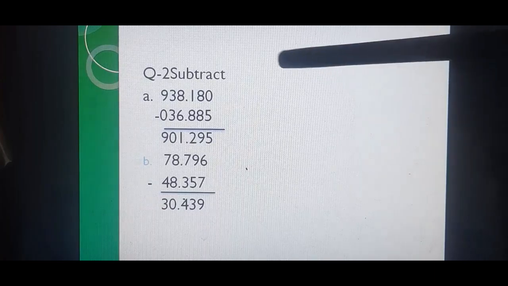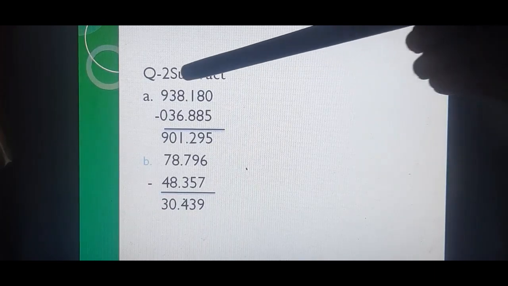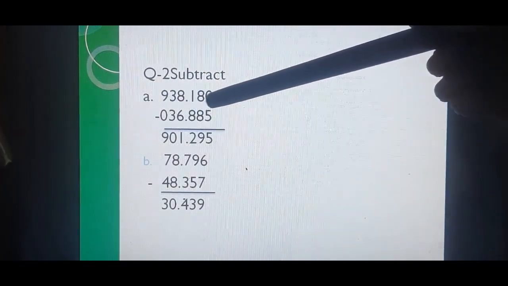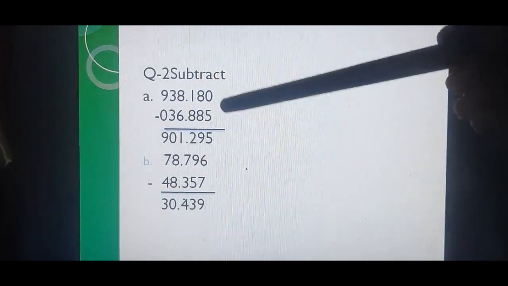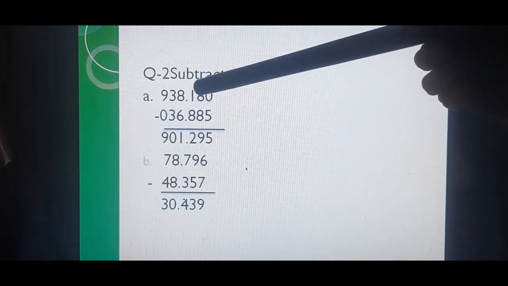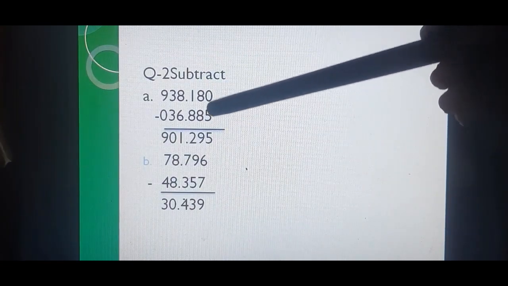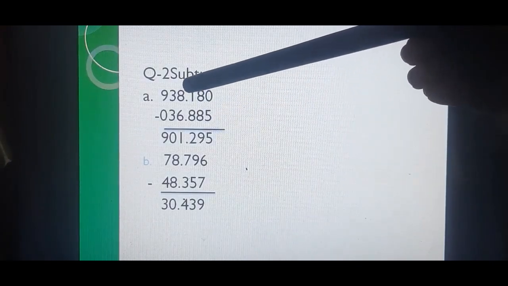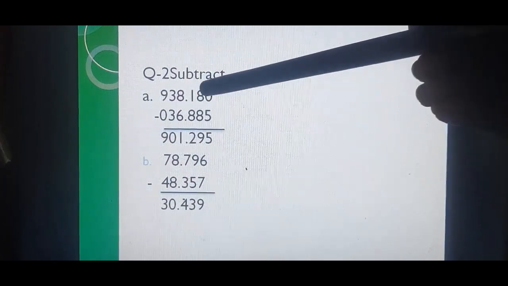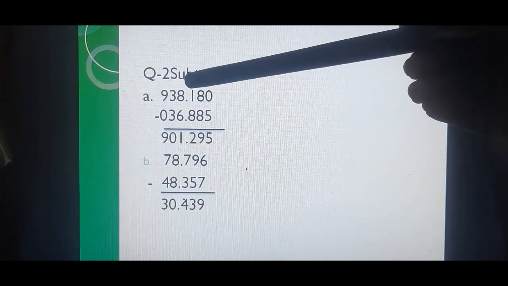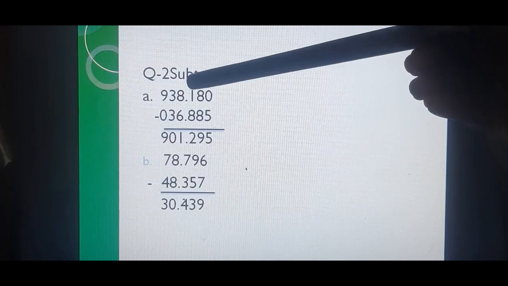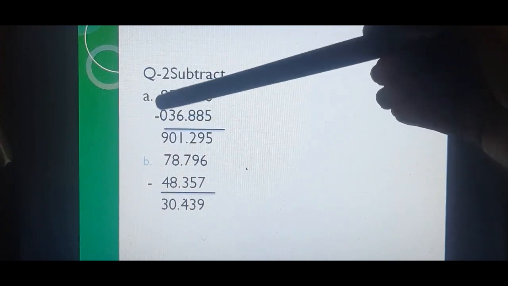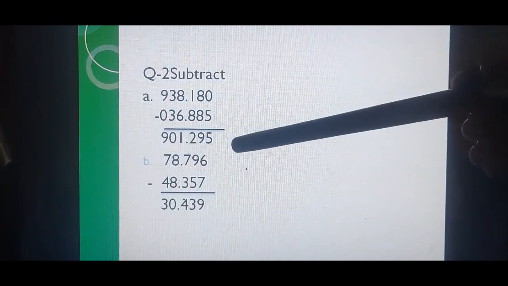Question 2 was given. Subtract 938.180 minus 36.885. 0 minus 5 not possible, so it will take borrow. From 8, 8 will become 7. 10 minus 5, 5. 7 minus 8 not possible, so it will again take borrow. From 1, 1 will become 0. 17 minus 8, 9. 0 will take again borrow. It will become 10. 10 minus 8, 2. 7 minus 6, 1. 3 minus 3, 0. 9 minus 0, 9. 901.295.